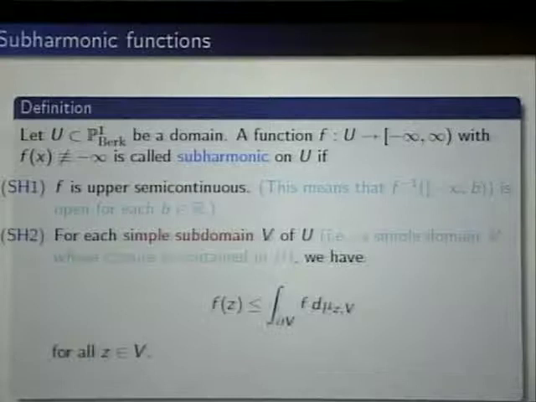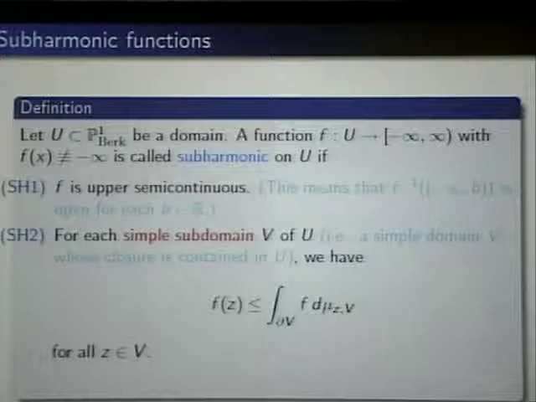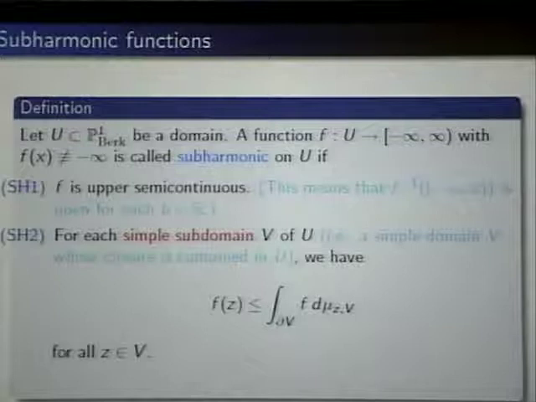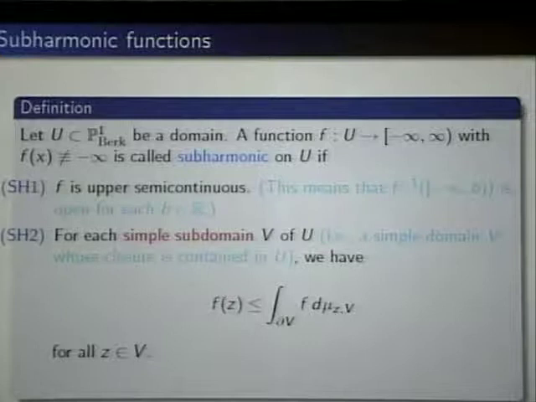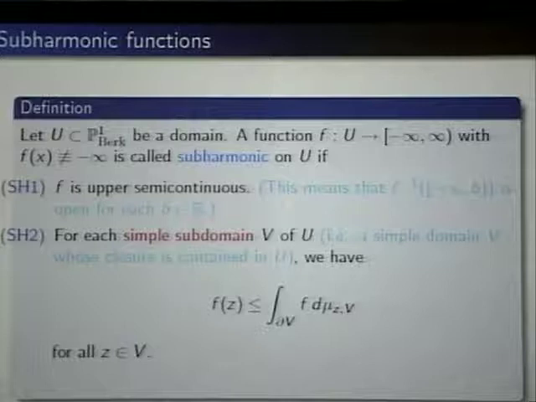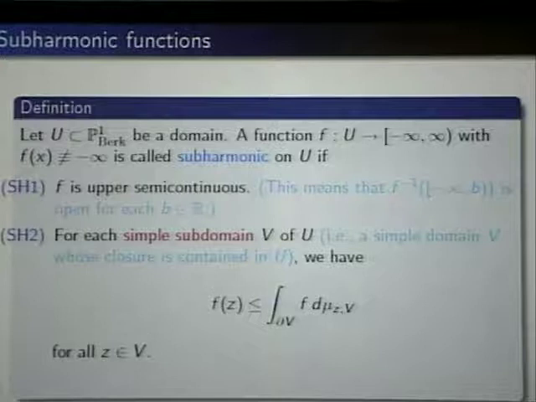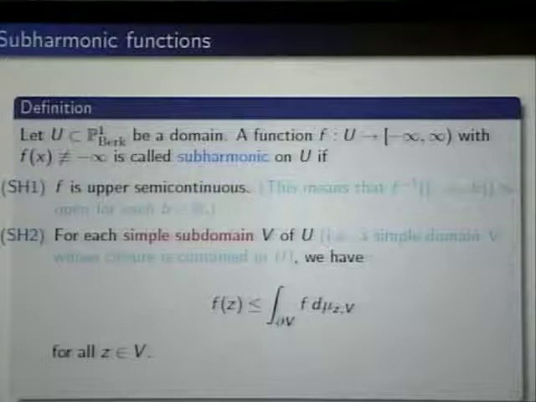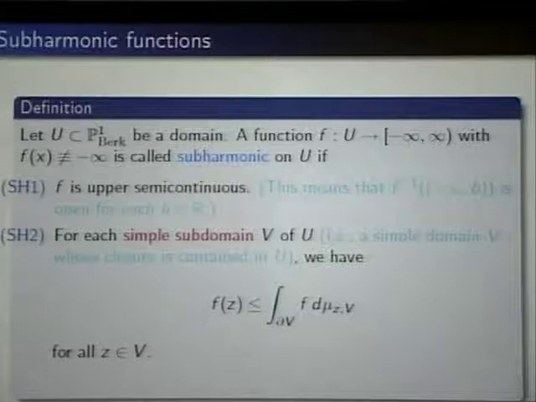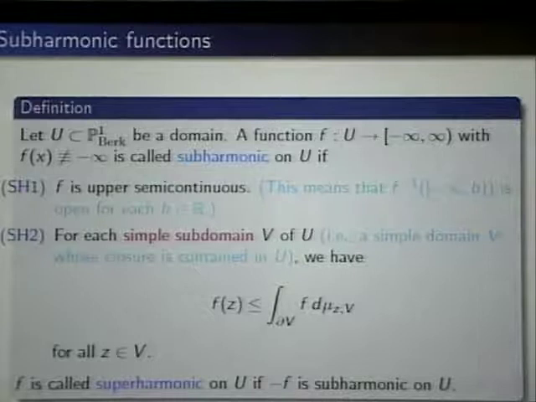And second, for each simple subdomain V, that means a simple subdomain is a simple domain whose closure is contained in U. So for each simple subdomain V, I want to require that the value of F at Z is less than or equal to the weighted average of F along the boundary. Right? So this is analogous to, classically, a harmonic function is where the value at the center of the disk is the average of the values, and a subharmonic function is where it's just less than or equal to the average value. So this is a reasonable definition of a subharmonic function. And superharmonic means minus F is subharmonic.